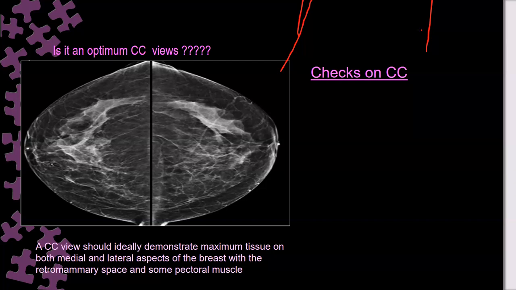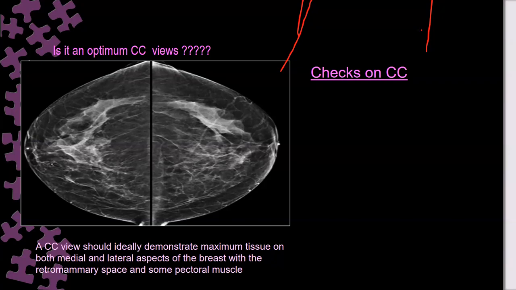No, the retromammary fat. Could you achieve it in all CC views? The visualization of the pectoralis? No. Difficult. What percentage could you achieve visualization of the pectoralis major muscle in the CC view? Not sure about the percentage, but usually it is not that easy to be seen. Okay. We can see it, but not always.